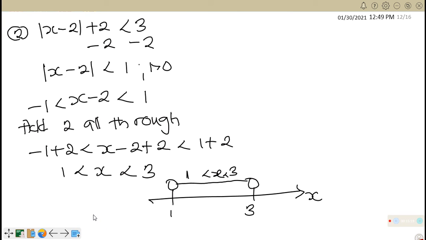So the final example on this note is this one, example 3.